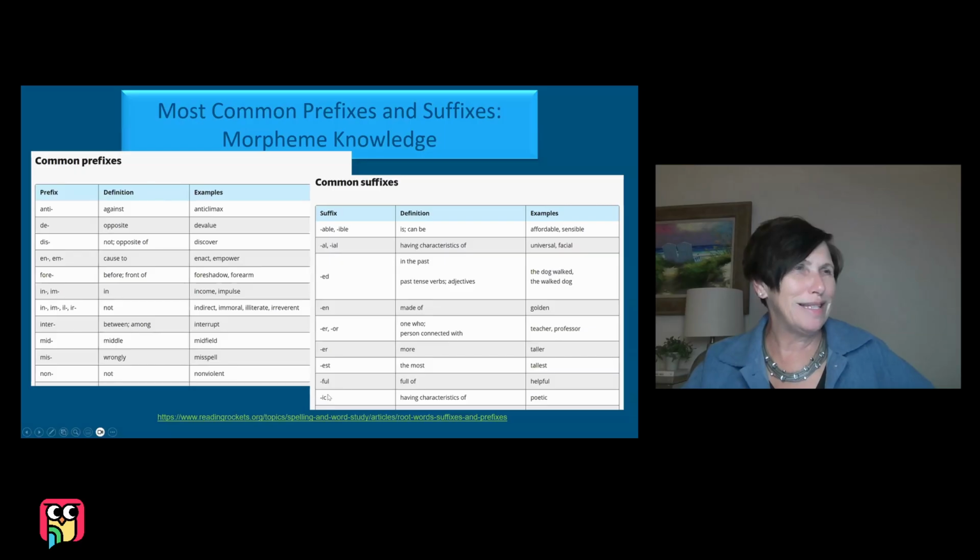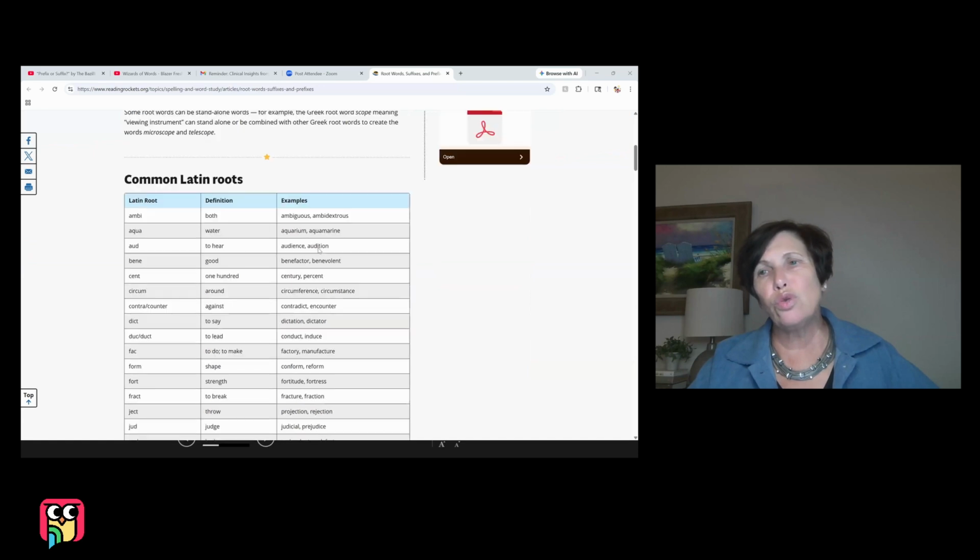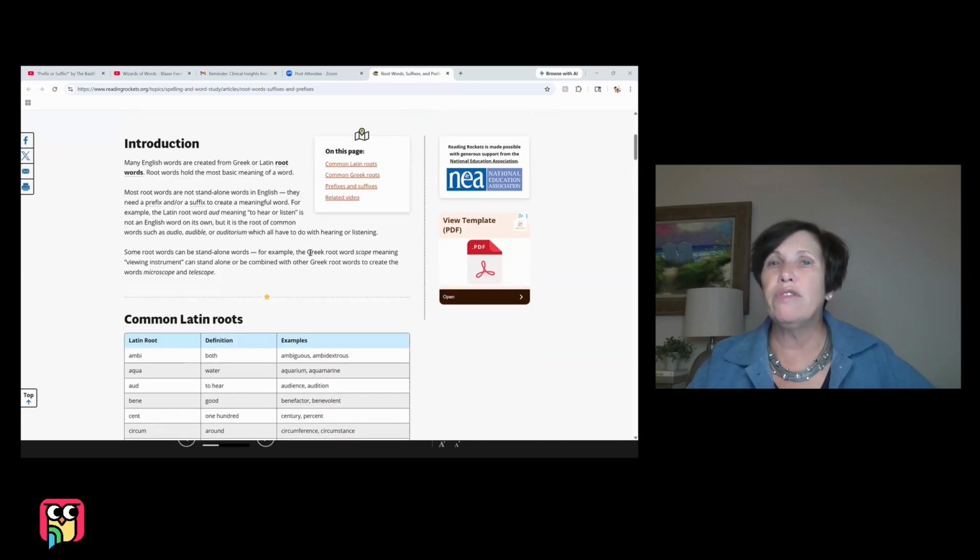All right, and hopefully this is going to share for you. So this is just a great resource for you. Let me know if you can't see it, but hopefully you can. This is from Reading Rockets, and it's a really good resource for looking at what prefixes and suffixes I am going to work on.